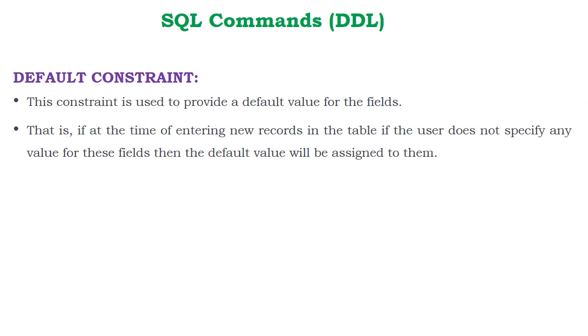Next one is the default constraint. Sometimes the user or customer will forget to enter the values. In that case, for any missing field, it will show an error. In order to avoid this type of error, we can use default constraint. So if the user forgot to enter the value, automatically the DBMS software will take the default value and insert it in the table. In this way, we can avoid the errors.